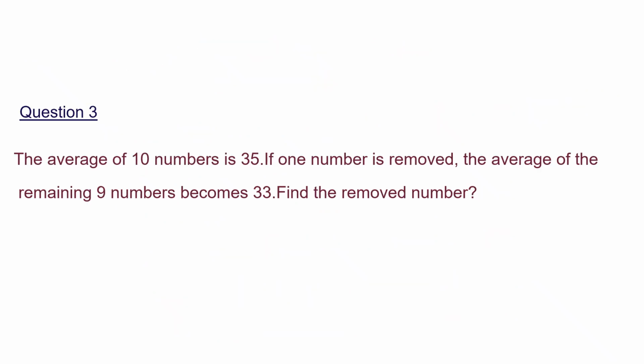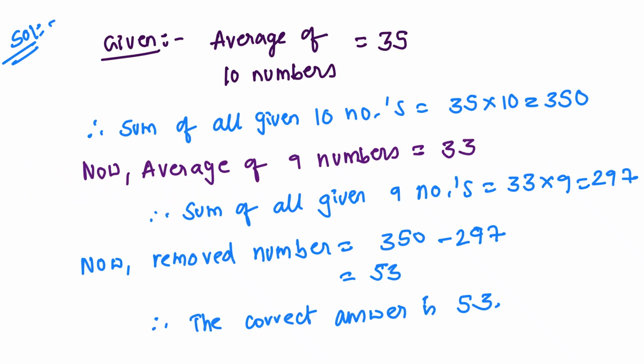Third question is, the average of 10 numbers is 35. If one number is removed, the average of the remaining 9 numbers becomes 33. Find the removed number. We are given average of 10 numbers is equal to 35. Therefore, sum of all given 10 numbers is equal to 350.